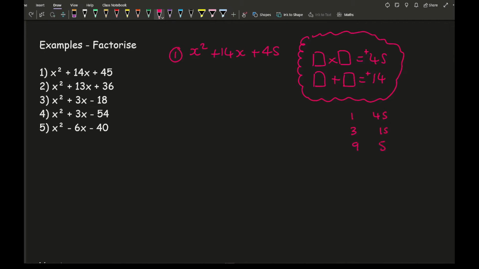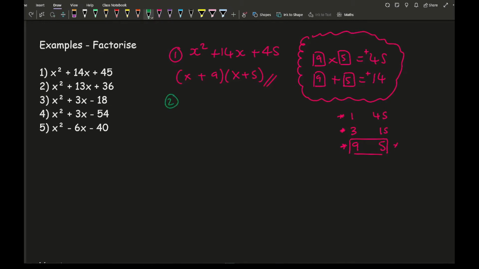And so once you've got your pairs of numbers, you think, okay, which pair would give me positive 14 if I add those two numbers? So the one that should ring alarm bells is 9 and 5, not 9 and 15. And so the two numbers in the brackets are going to be 9 and 5. And there is my factorised answer: x plus 9, x plus 5.